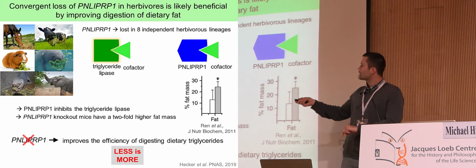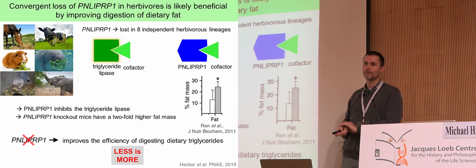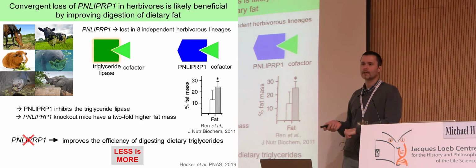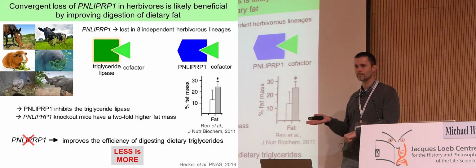And given that these plant-based diets, what these guys eat, are very low in triglycerides, which otherwise is a great source of energy, we think that is a gene that could have been beneficial to lose if you want to adapt to this particular diet. So this could be a case of less is more, where losing ancestral genes may have been beneficial for these species.